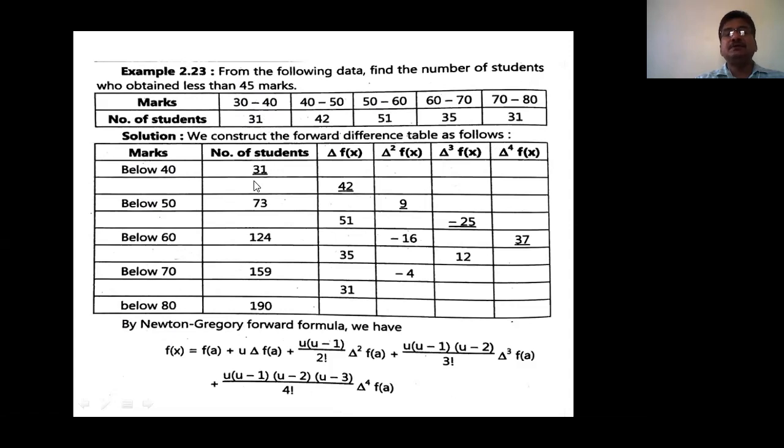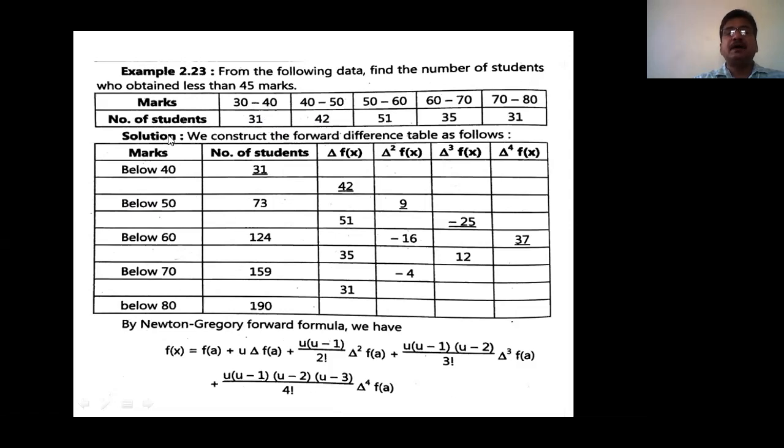And how many students obtain marks below 40? 31 obtain marks below 40. Then how many students obtain marks below 50, that is less than 50? 31 plus 42. Because these 31 students obtain marks between 30 to 40, they also obtain marks less than 50. That's why the addition of these two numbers is at this place.